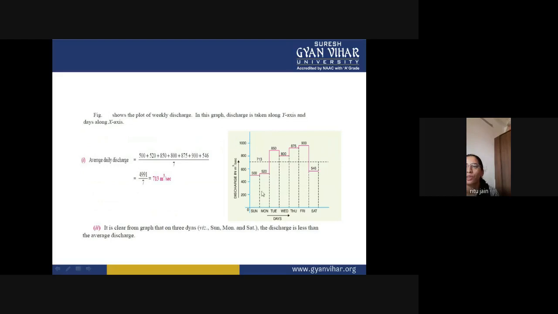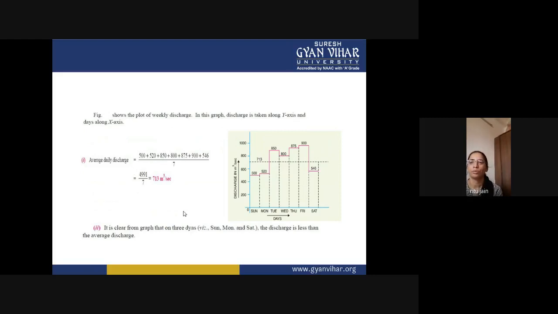So the average daily discharge is equal to 500 plus 520 plus 850 plus 800 plus 875 plus 900 plus 546 divided by 7. So you are getting average daily discharge, which is 713 meter cube per second.